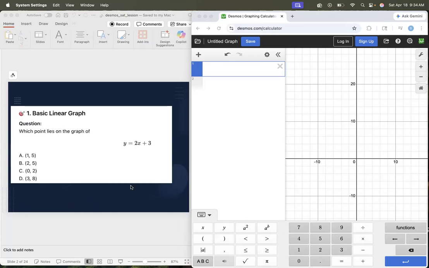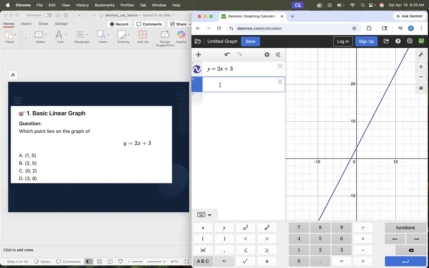The first thing I want you to know is a basic line graph. Every person should be able to do this line graph if you're trying to take the SAT. Which point lies on the graph? They've given you the points. The best way is to input your information: y is equal to 2x plus 3. That's all. Now, to know which point lies on it, you can substitute those points and see if it's satisfied.